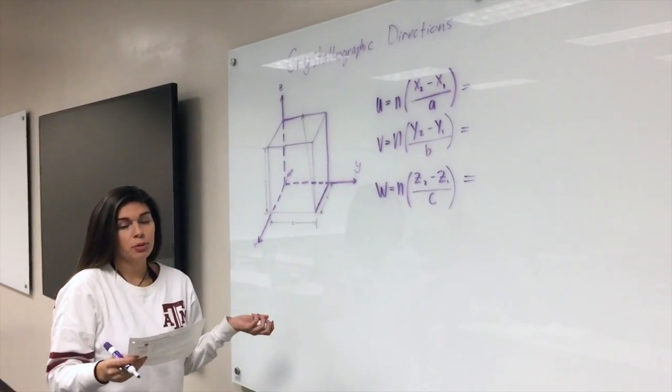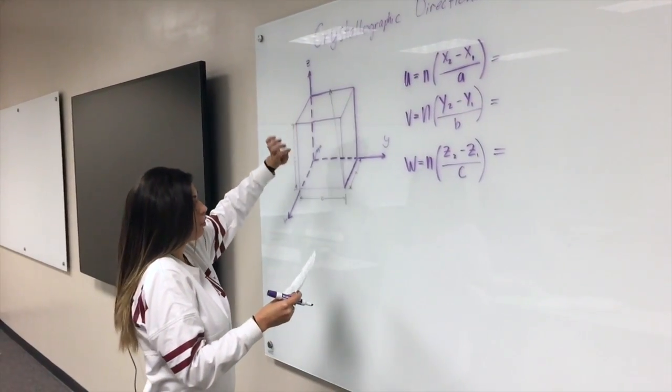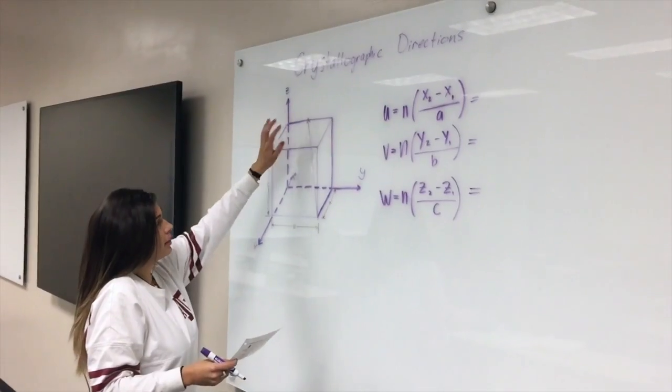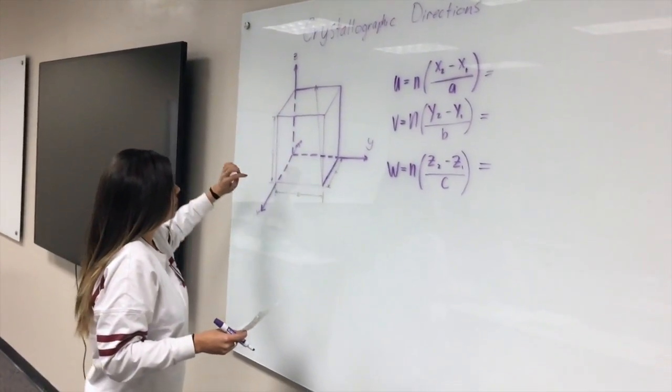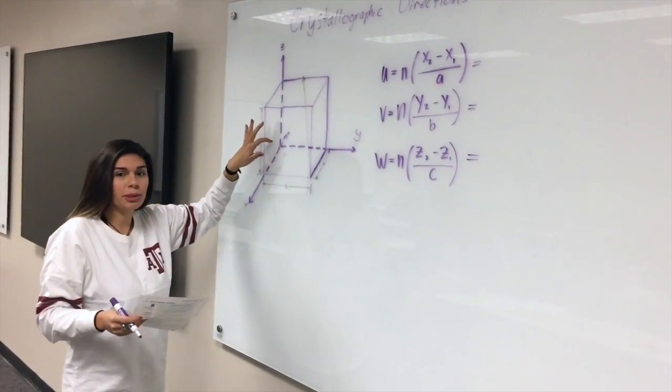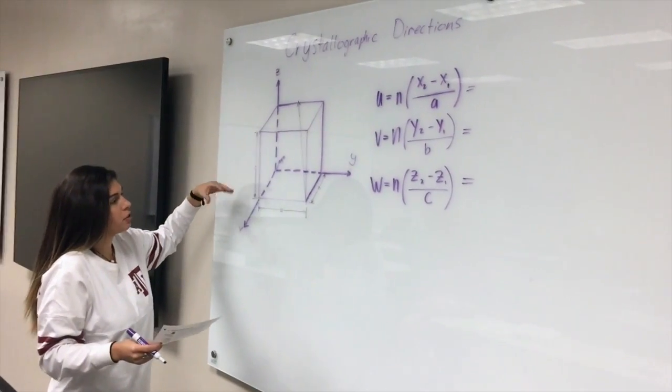Today I'm going to demonstrate crystallographic directions. Basically, what we're going to do is determine the indices for the direction shown right here. This is the tip and this is the tail, and this is my origin, which is where we will be looking at our directions from.